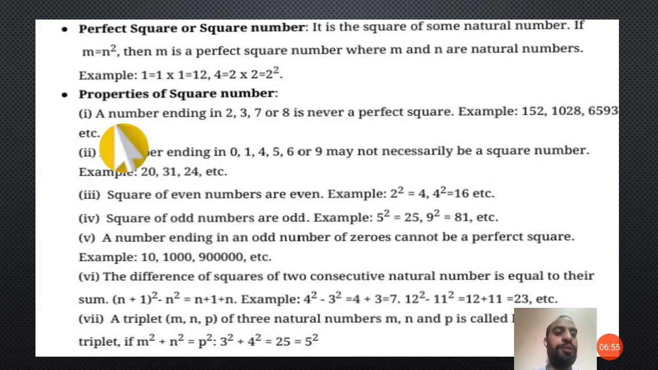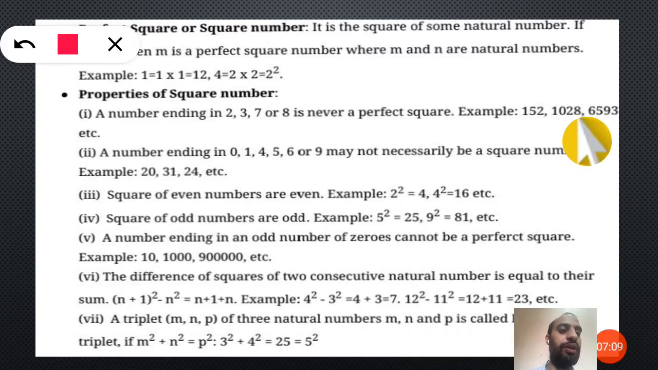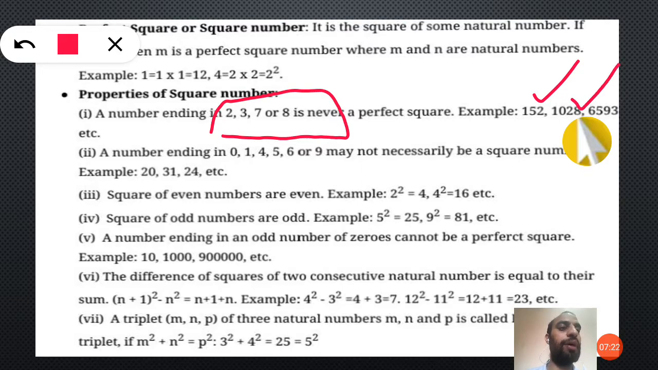So let's move toward the first property. A number ending in 2, 3, 7, 8 is never a perfect square. This is very important, my dear students. Without calculation, you can check this at the one's place. In 152, what is the unit place? 2. In 1028, you have 8 at the one's place. In the last case, you have 3 at the one's place. So this is very important to understand.